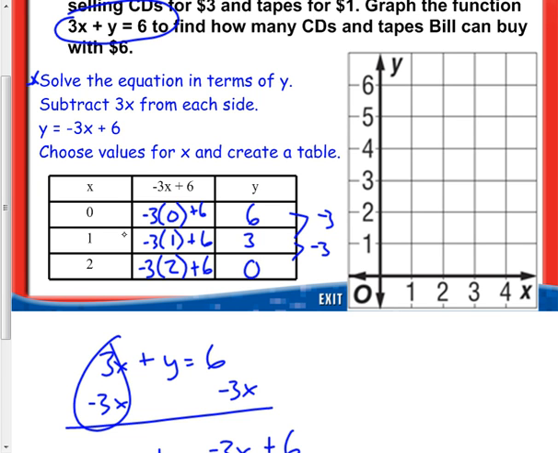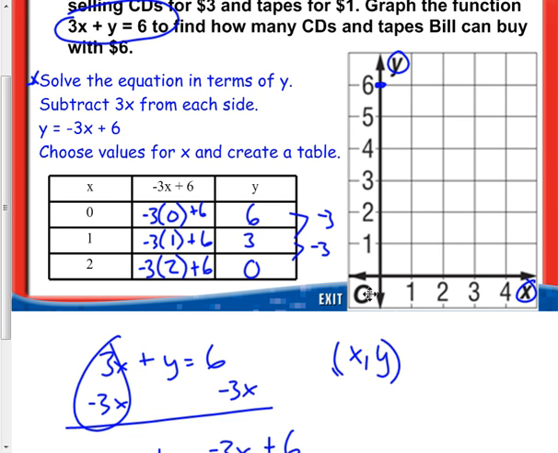Now what we need to do is take it over to the next level. We're going to graph. So if I have 0, 6, remember it's always x comma y. Your x is right here, your y is right here. So you're always x across, y to the sky. So we have 0, 6. So 0 on the x, 6 on the y is going to be right here.